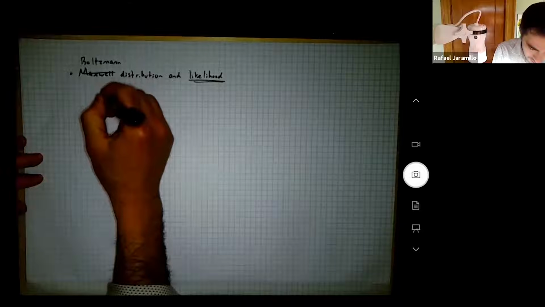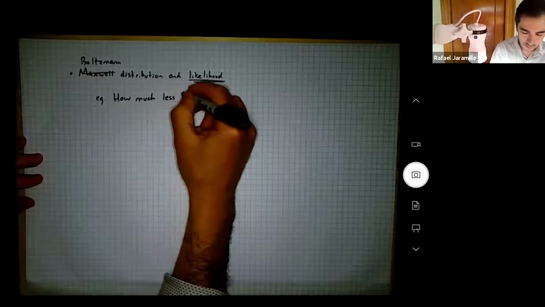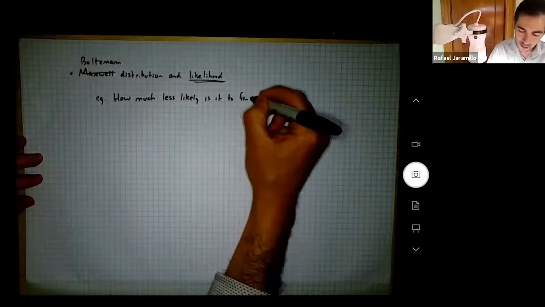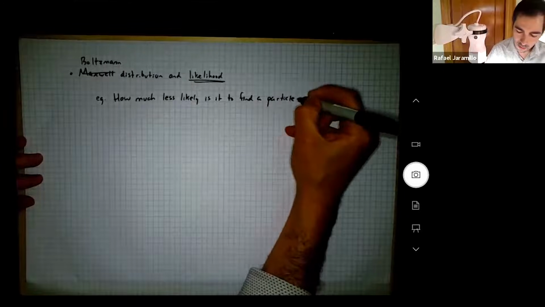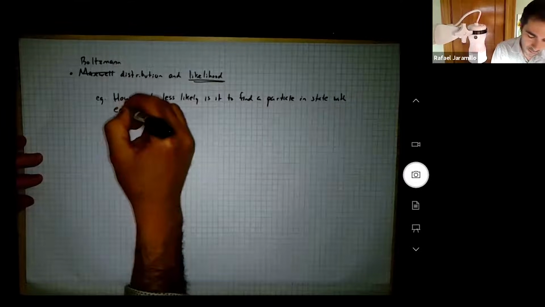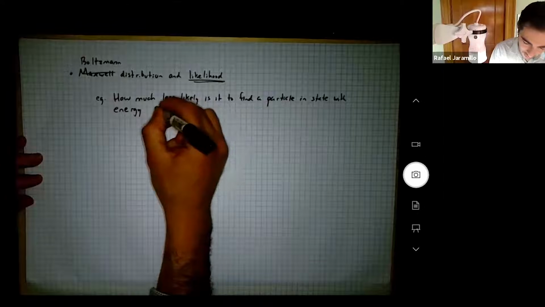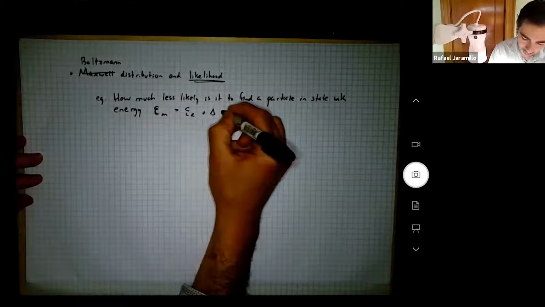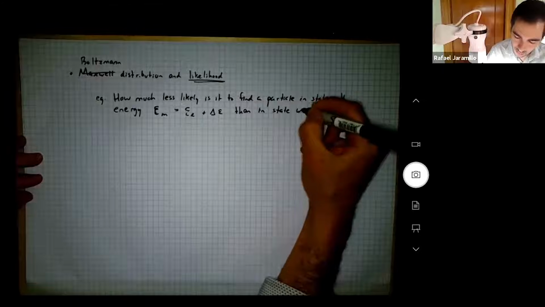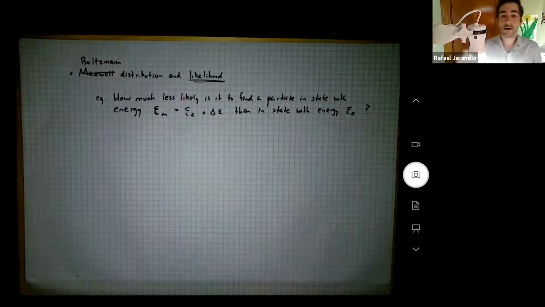So we'll ask, how much less likely is it to find a particle in a state with energy, let's say, epsilon M, that's an ugly epsilon, equals epsilon L plus delta E, than in a state with energy epsilon L? So that's a typical thing that you might need to analyze.